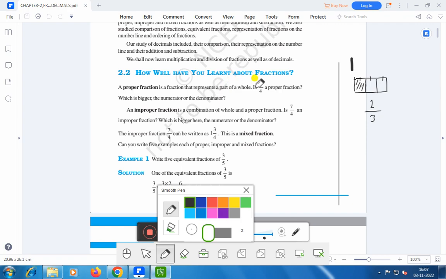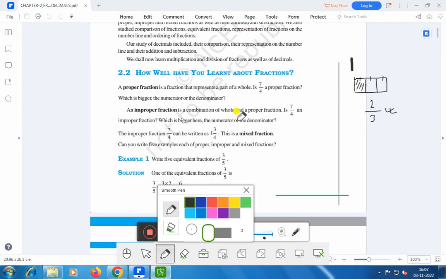Is 7 by 4 a proper fraction? Which is bigger? An improper fraction is a combination of a whole and a proper fraction, right? That is an improper fraction, that is 7 by 4. And a proper fraction is, suppose, 1 by 5. This is a proper fraction. But 7 by 4 is an improper fraction, right?